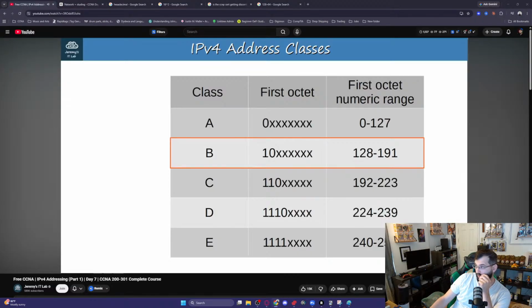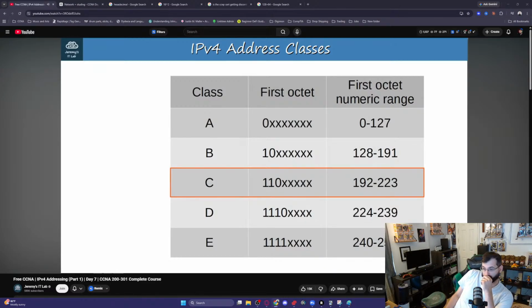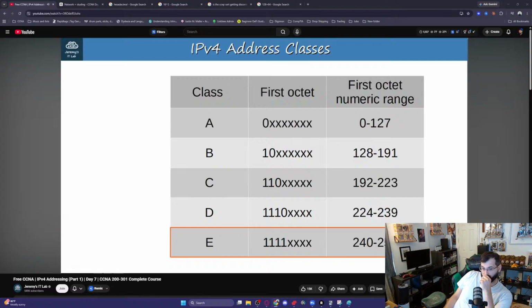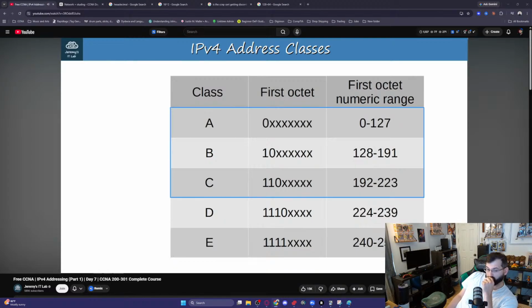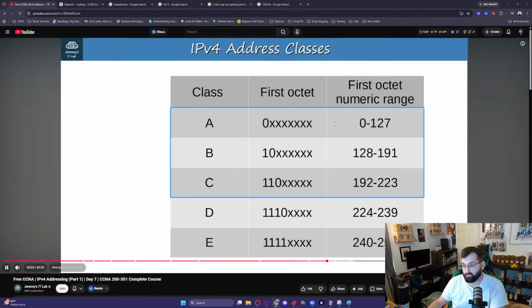The second class is class B, which has a first octet beginning with 10, and therefore a numeric range of 128 to 191. The third class is class C, which has a first octet beginning with 110, and therefore the numeric range for the first octet is 192 to 223. Class D has a first octet beginning with 1110, and the numeric range of the first octet is 224 to 239. Finally, Class E has a first octet beginning with 1111, and therefore the numeric range for the first octet is 240 to 255. However, the classes of address we'll be focusing on are A, B, and C.